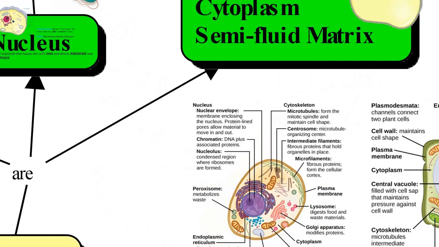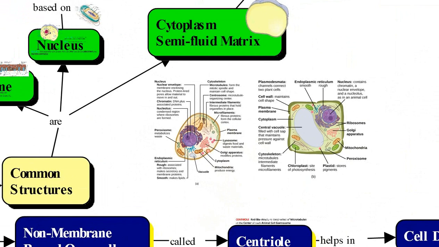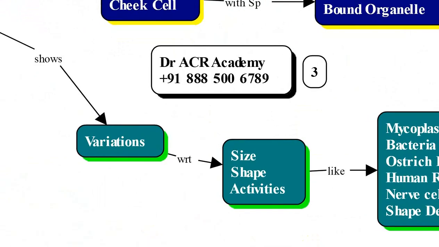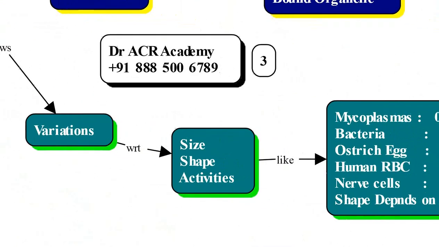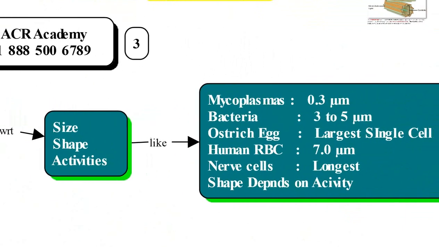That means in both the plant cell and animal cells, we find many comparisons. The size as well as the shape of the cell varies from organism to organism, or even within the organism, based on the function they are performing. The shape as well as the size of these particular cells will be different.